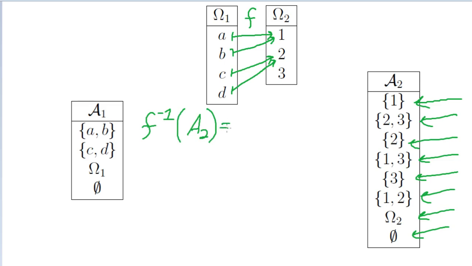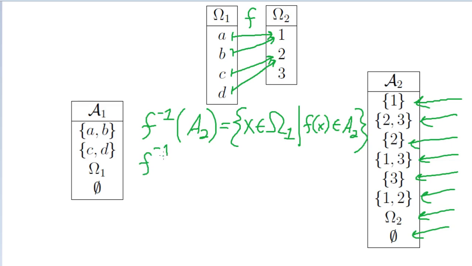What is actually, technically and notationally, the pre-image? So the pre-image is actually just all of the members of omega 1, right, for whom it is the case that f of x is in this set A2. Right? Okay, so let's search out these pre-images for each element.